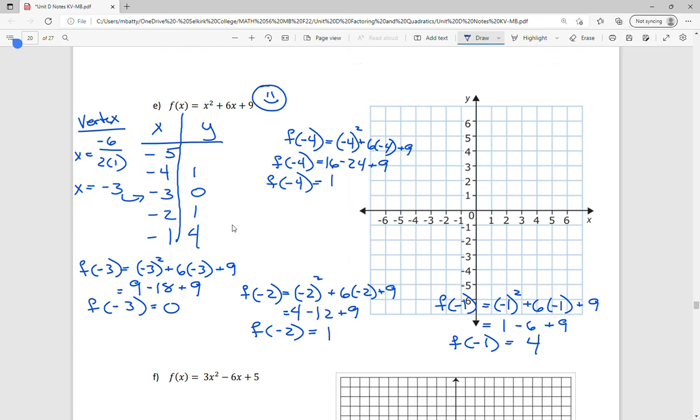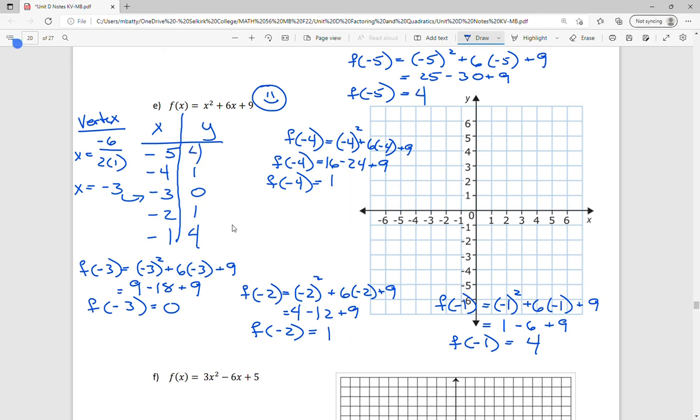And then the last one, maybe I'll do it up at the top here because I'm running out of space. F at -5 is the last of the ordered pairs to complete. So -5 squared plus 6 times -5 plus 9 gives me 25 minus 30 plus 9. And again, this is symmetrical. It all checks out to be 4.